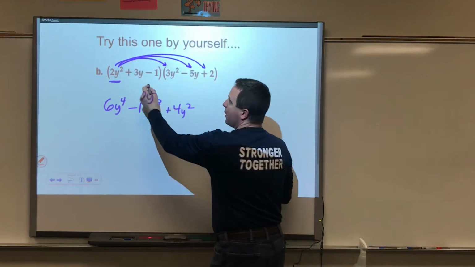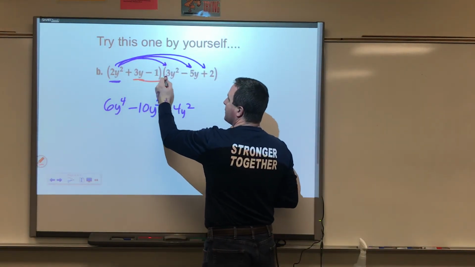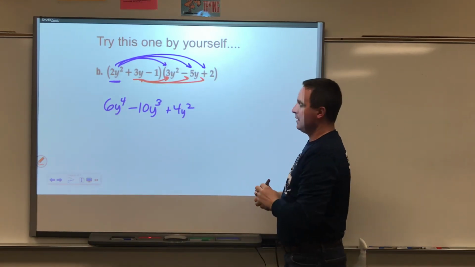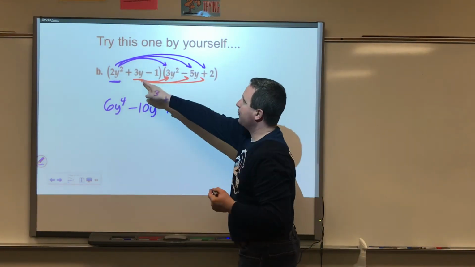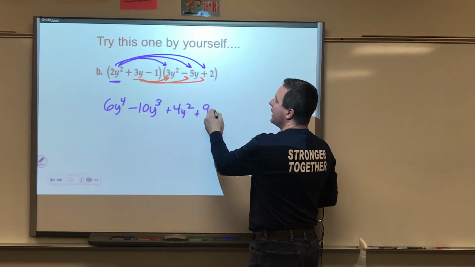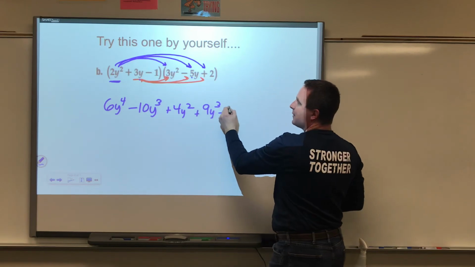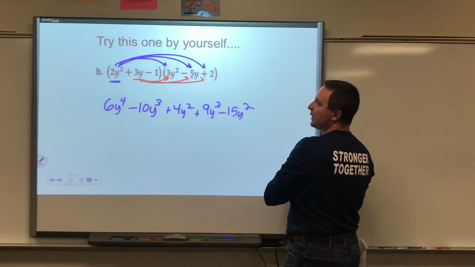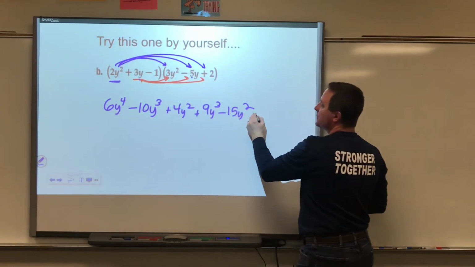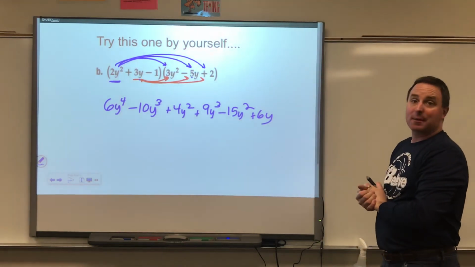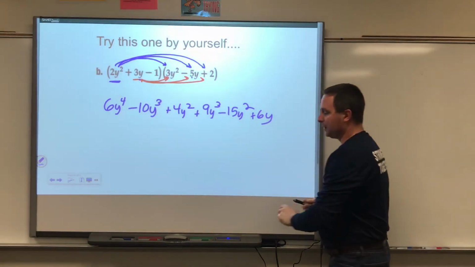Okay, I'm going to go to the 3, the middle term, and I'm going to distribute it through to all 3 things. And let's see what I get here. I get 3 times 3, I get 9y cubed. 3 times negative 5 is negative 15y squared. And 3 times 2 is 6y. Okay, we're getting a pretty big long expression here, but let's keep rolling. How about the last one?